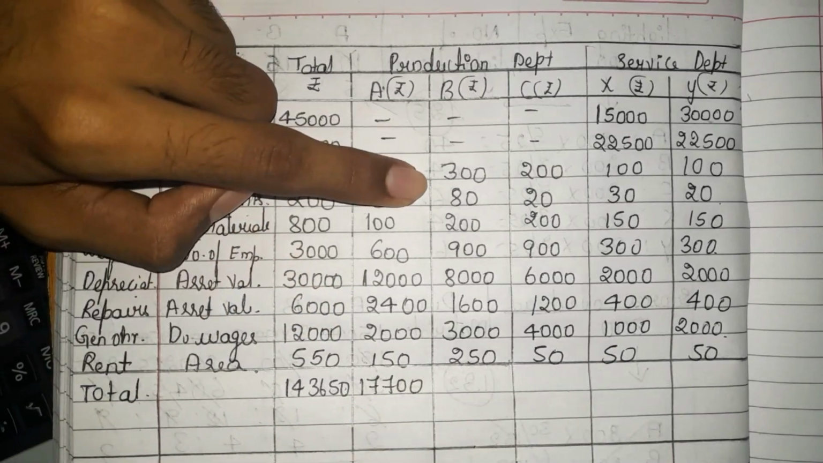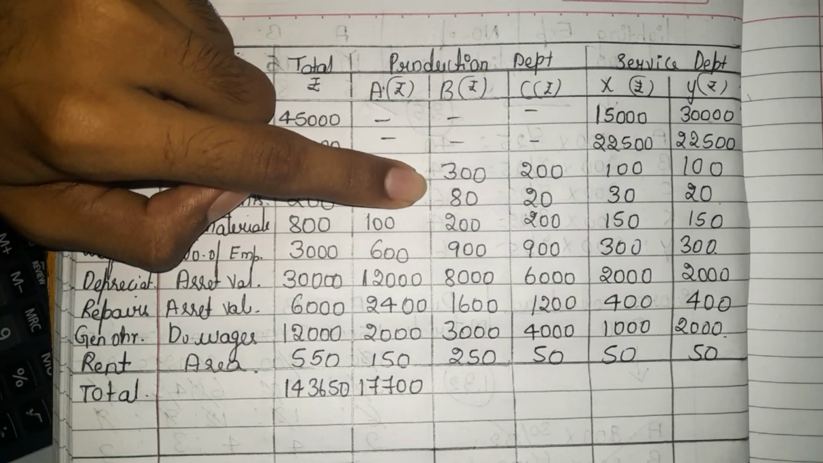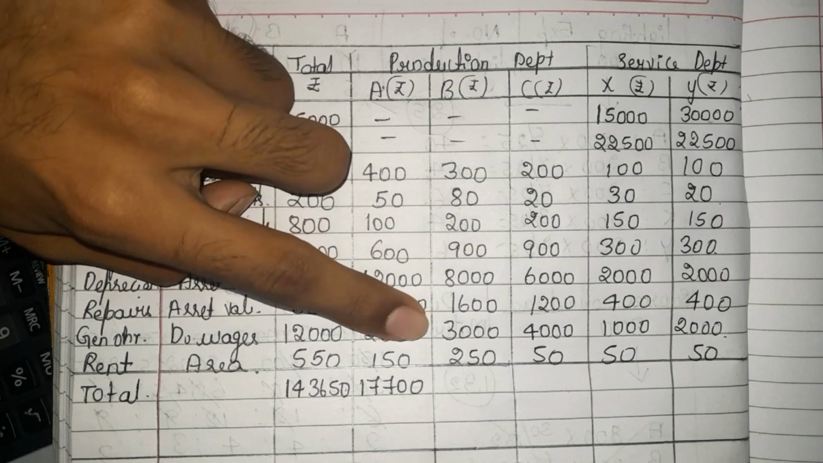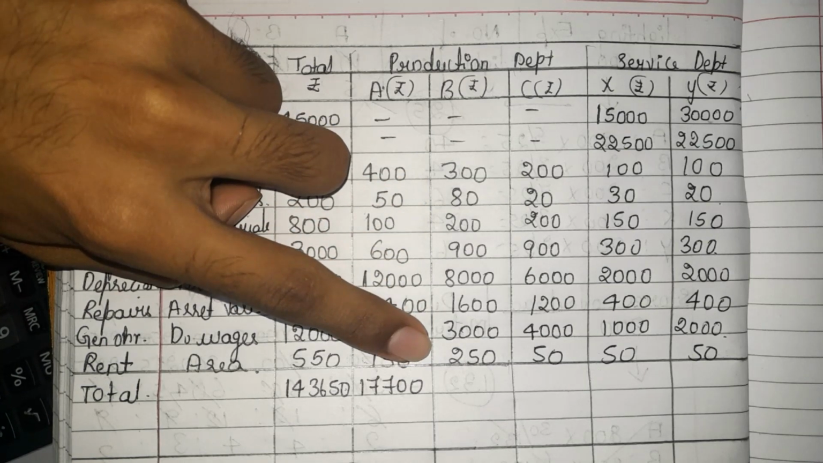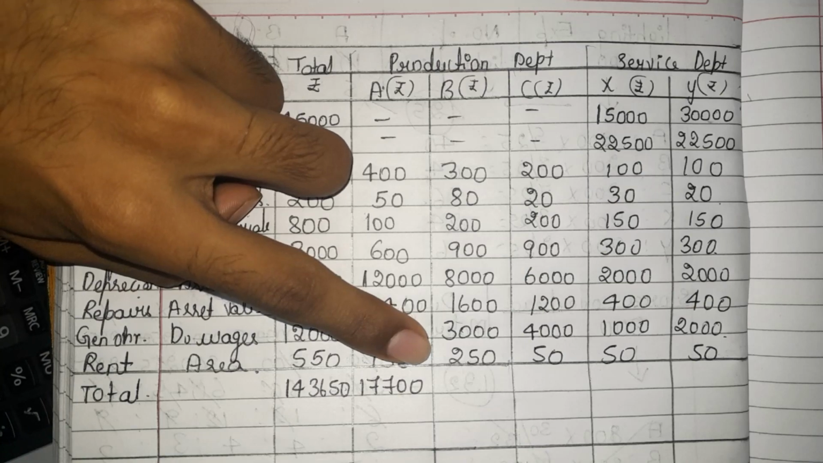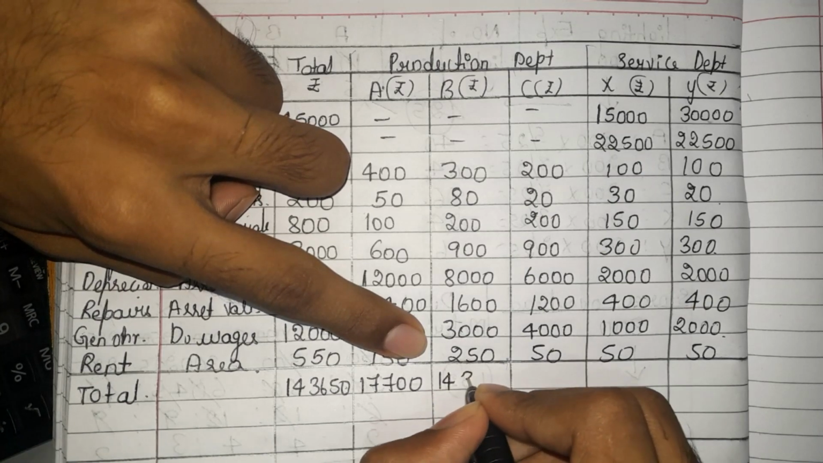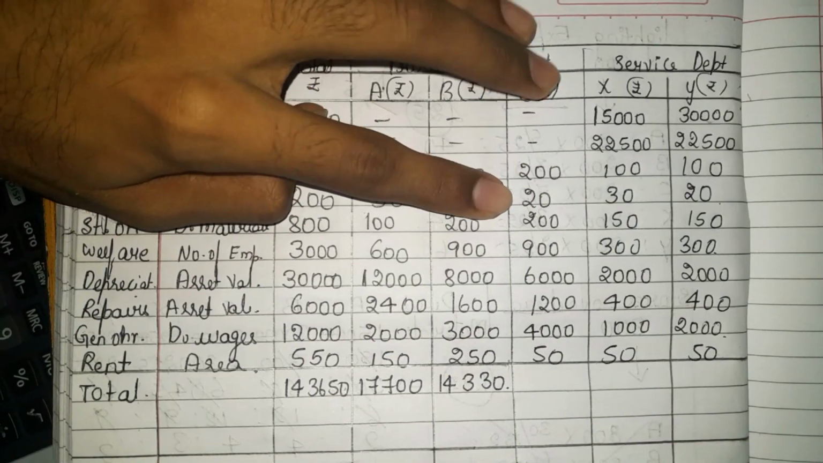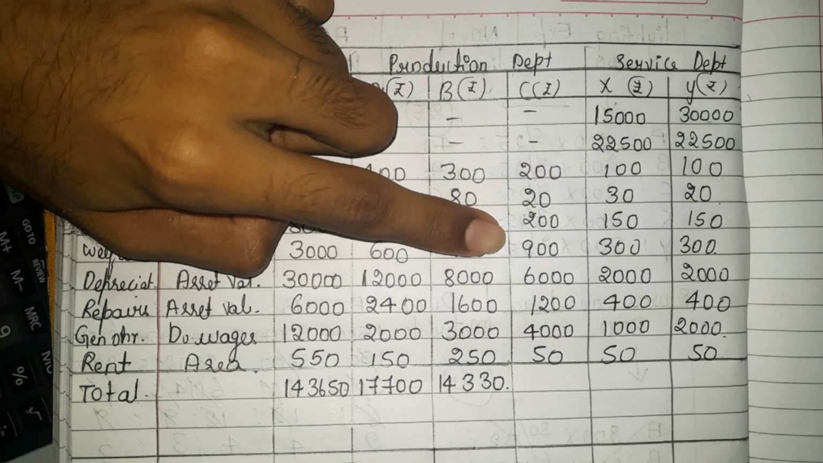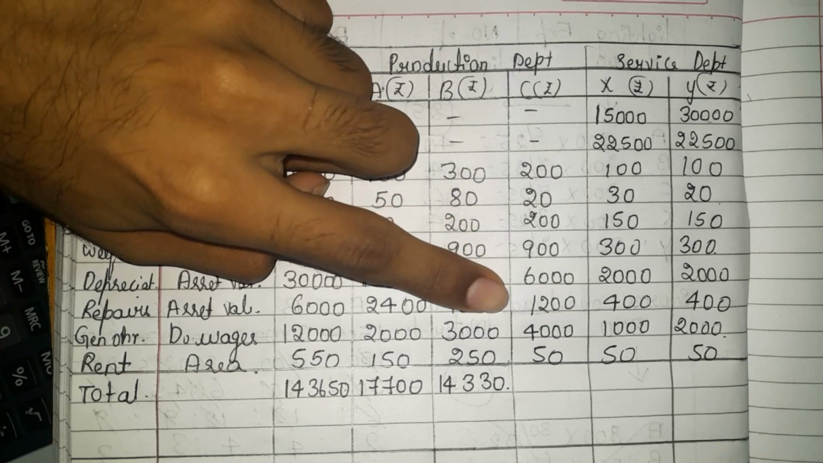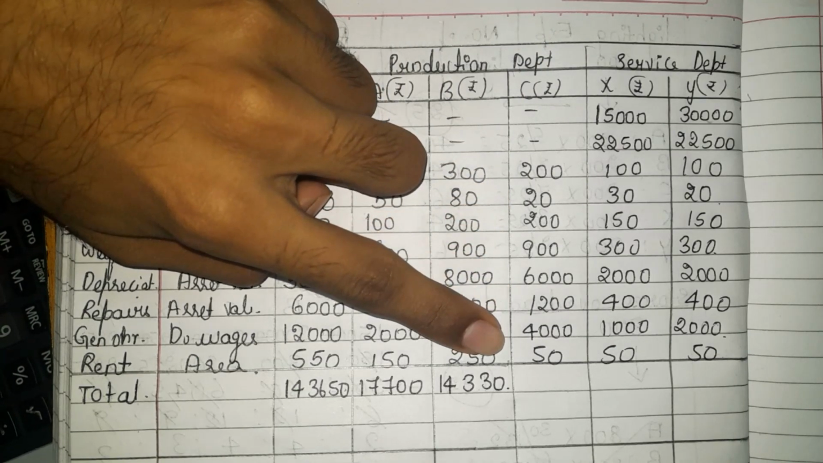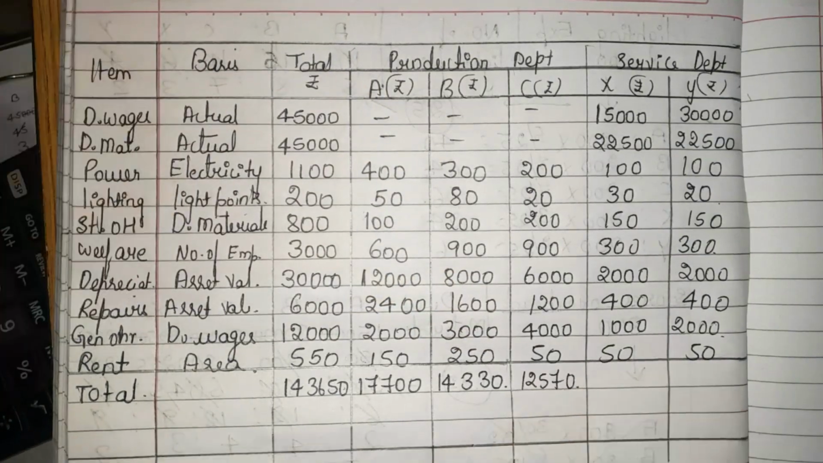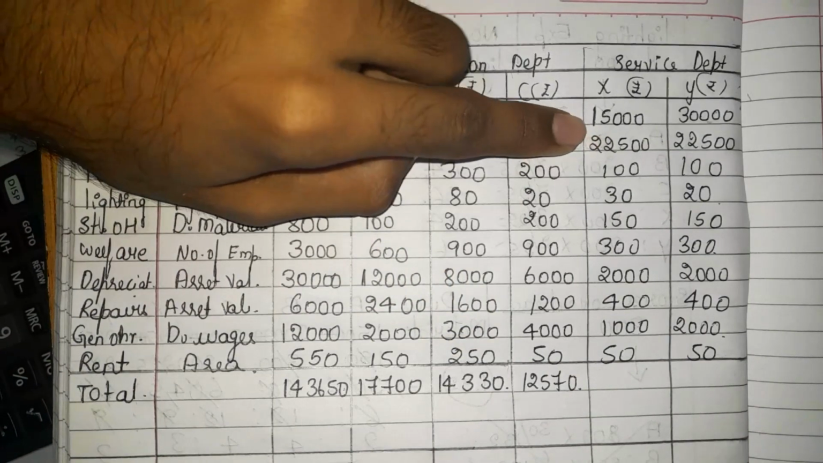It is 17,700. Next here, 300 plus 80 plus 200 plus 900 plus 8,000 plus 1,600 plus 3,000 plus 250. It will be 14,330. Next here if you add 200 plus 20 plus 20 plus 900 plus 6,000 plus 1,200 plus 4,050, it will be 12,570.